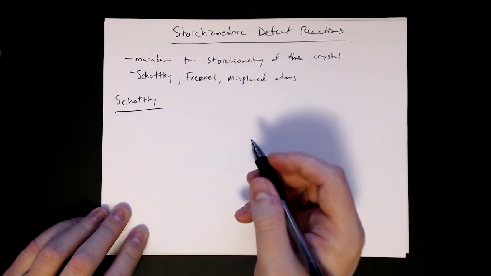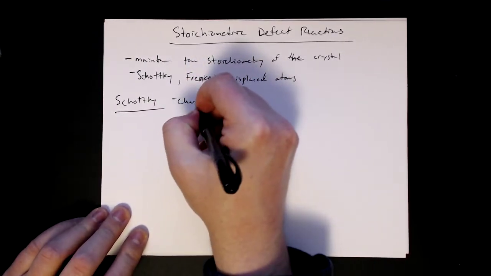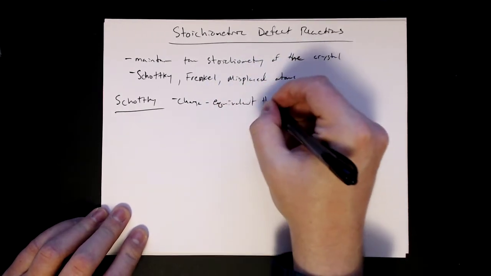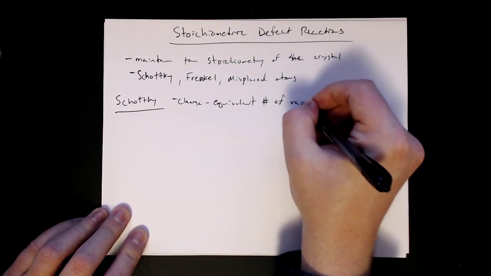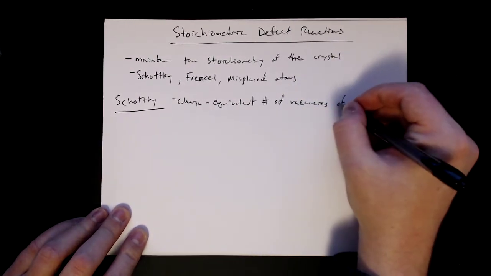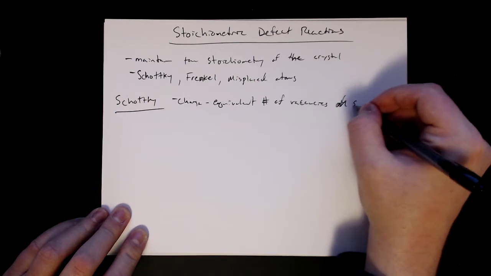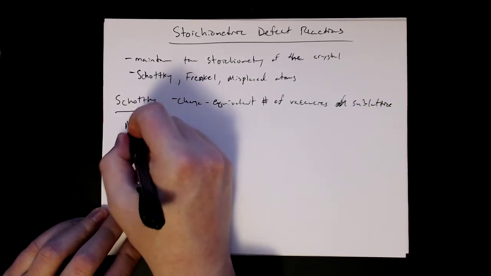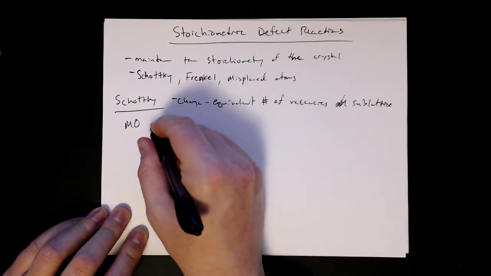So again, these are the charge equivalent number of vacancies on each sublattice. So let's look at it in the generic case of an MO oxide.